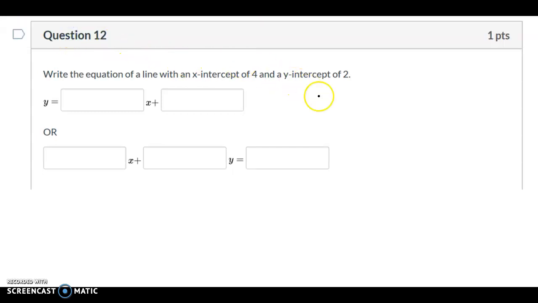Alright guys, so we got a lot of questions on question 12, and this will actually help you with 12, 13, and 14 of that Canvas quiz from 2 nights ago, technically. Write the equation of a line with an x-intercept of 4 and a y-intercept of 2, okay? So you look at that and you're like, okay, we've never learned this.